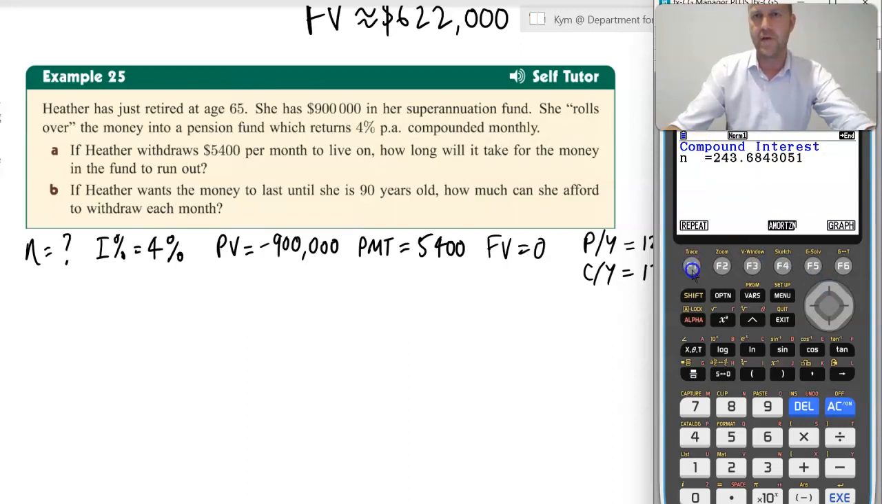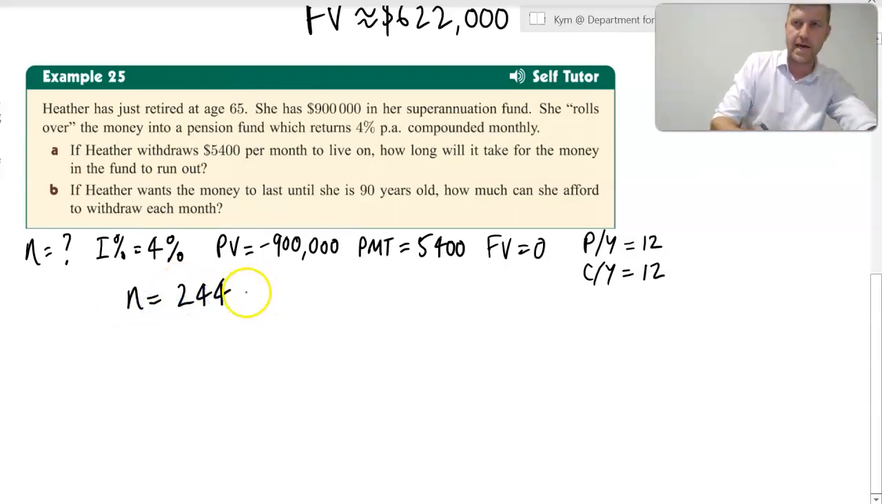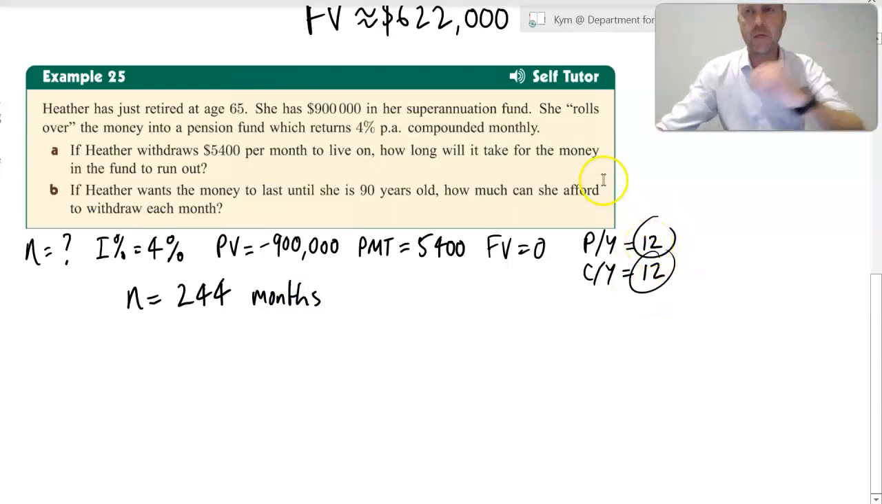So calculate the value of N for us. It tells us that the answer is 243.68 months. Let's go ahead and round that to 244 months. So N equals 244. In this case, N is months because we are compounding monthly from the question.